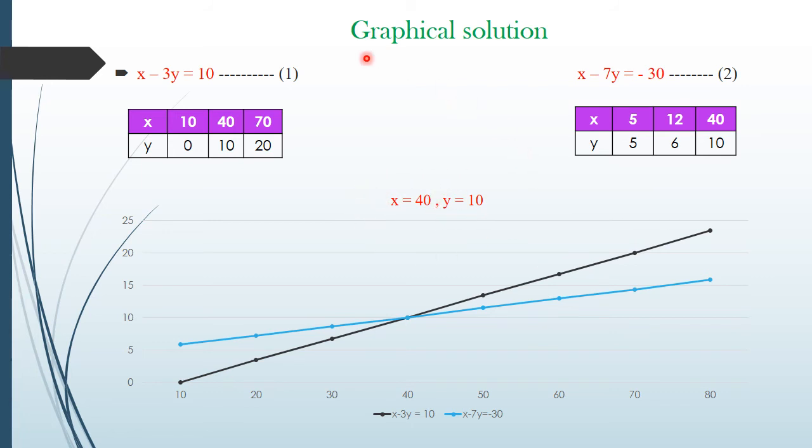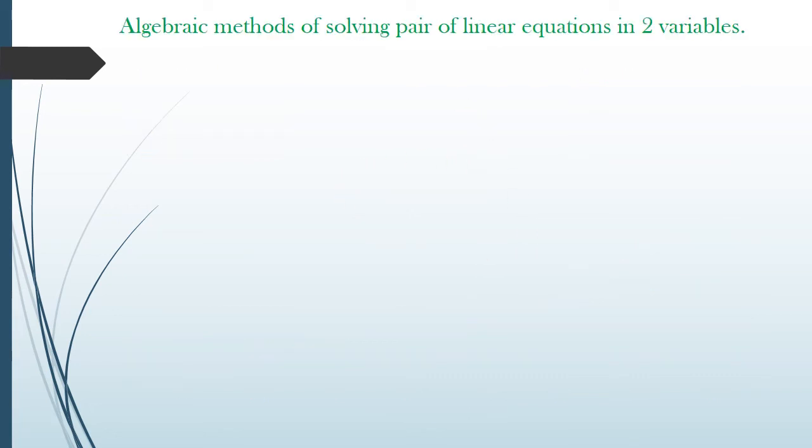Therefore in graphical solution also we are getting the same answer as x equal to 40 and y is equal to 10. Therefore our answer is matching with graphical solution and substitution method. Therefore x equal to 40 and y is equal to 10 is the correct answer. Now the second method that we are going to see in algebraic methods is the elimination method. I am going to consider an example in order to explain this elimination method. Let us see what that example is.